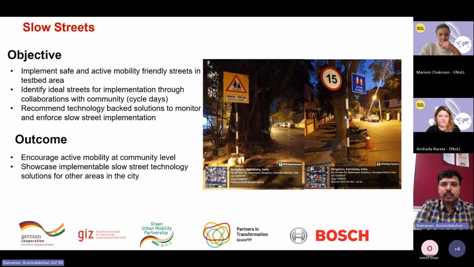Another project is called Slow Streets, where the idea is to slow down the traffic to make the neighborhood more walkable. This concept is taken from the Netherlands. Of course, a speed limit of 15 kilometers per hour is there. Through infrastructure and technology solutions, we slow down the traffic. And this is under implementation.